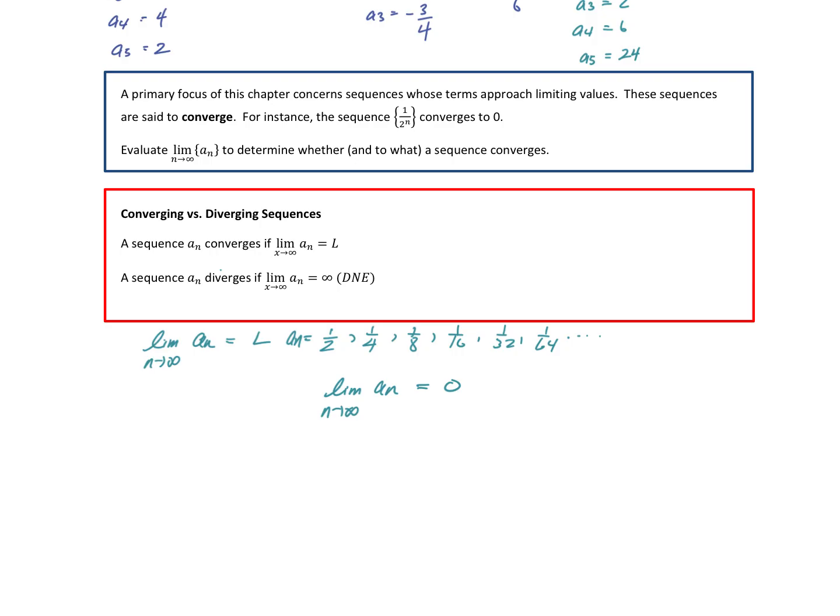Just look at the values. It's getting smaller and smaller. It's never going to reach there, right? So we need to use a limit, but we're going to say that it is approaching 0.